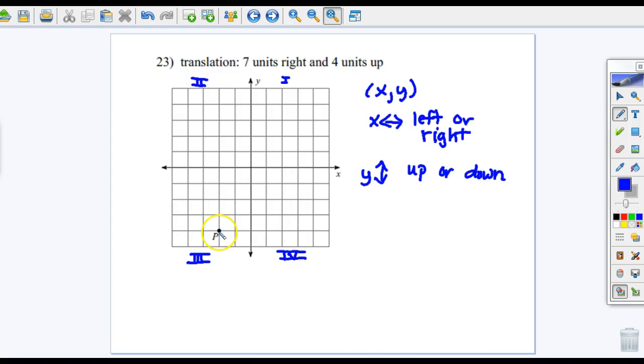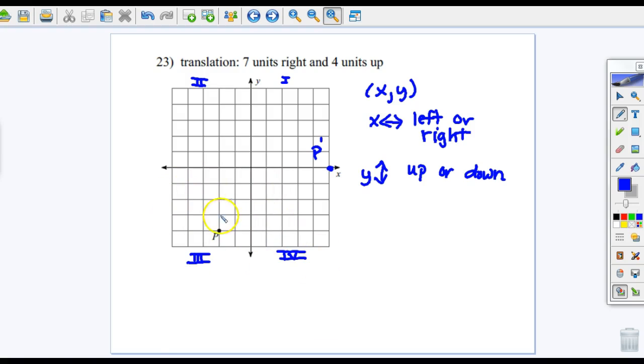So I'm just going to do that. I'm going to start here, and I'm going to count 7 units to the right. 1, 2, 3, 4, 5, 6, 7. I'm not going to put a point there. I'm just going to hover, and then I'm going to look at what my next step is. It says, and 4 units up. So I'm going to count. 1, 2, 3, 4. And that will be my resting place for my new point P, P prime.